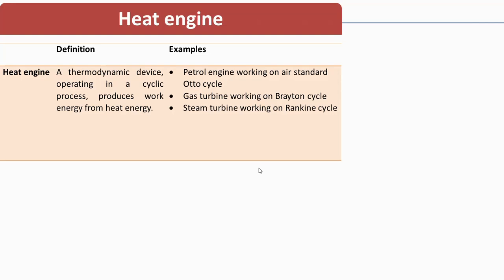For example, a petrol engine working on the standard Otto cycle develops the motion of the vehicle, or rotation of the crankshaft, by the reciprocating motion of the piston, which is obtained by the combustion of the fuel, that is petrol, inside the engine. Similarly, high pressure, high temperature gases are allowed to expand in the gas turbine and develop power. That is the case of the Brayton cycle. Then the steam power plant works on the Rankine cycle. These are examples of the heat engine.